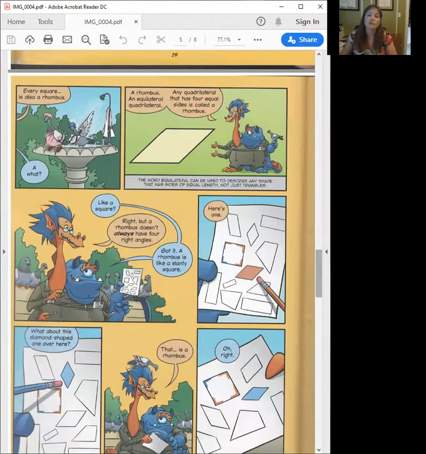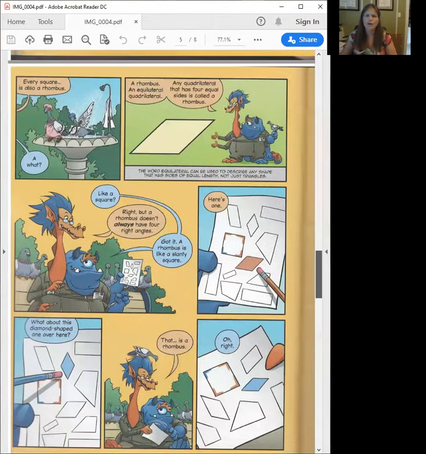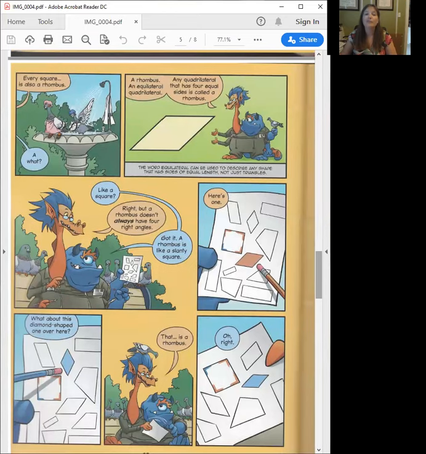Every square is also a rhombus. A what? A rhombus. An equilateral quadrilateral. Any quadrilateral that has 4 equal sides is called a rhombus. Like a square? Right, but a rhombus doesn't always have 4 right angles. Got it. A rhombus is like a slanty square.